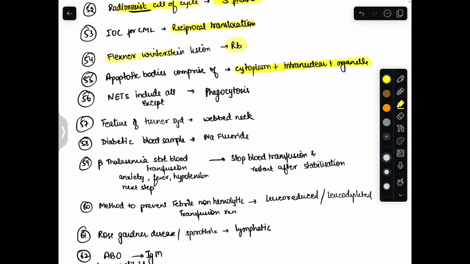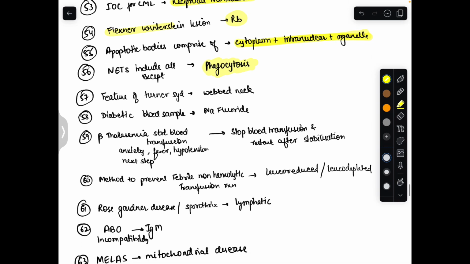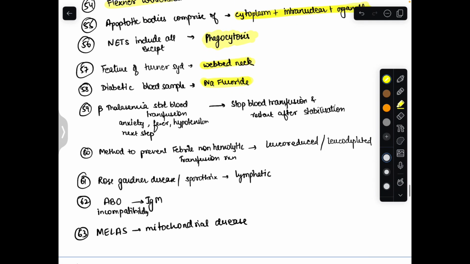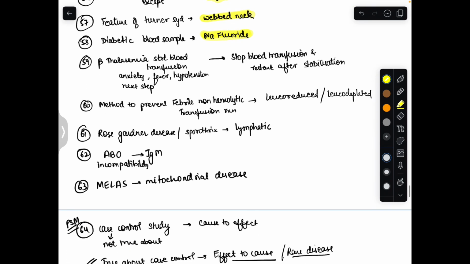For apoptotic bodies comprised of cytoplasm, intranuclear and organelle. Next include all except, and the one option was given phagocytosis. That one is the correct answer for this because nets don't show phagocytosis. Now for the 57th question, feature of Turner syndrome, the correct answer is webbed neck. For diabetic blood sample, we have to collect the blood sample in sodium fluoride, okay?